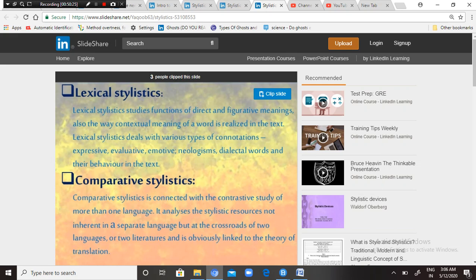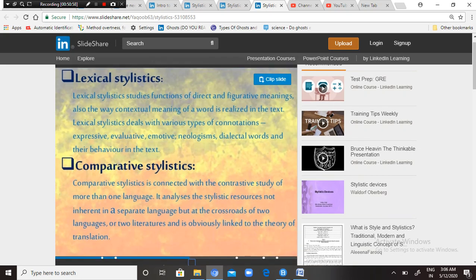Lexical stylistics studies the function of abstract and figurative meanings, and also the way the contextual meaning of a word is realized in a text. Lexical stylistics deals with the various types of vocabulary: expressive, evaluative, neutral words, dialect words, and their behavior in the text. Comparative stylistics is concerned with the comparative study of more than one language. It analyzes the stylistic resources not as inherited in a separate language, but at the crossroads of two languages or two literatures, obviously linked to the theory of translation.